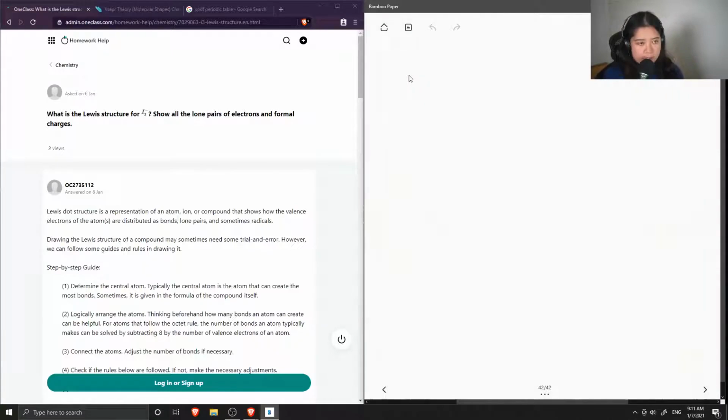Okay, so question number 5. What is the Lewis structure for I3-? Show all the lone pairs of electrons and the formal charges. Okay, so first let's find out how many valence electrons are in this ion.